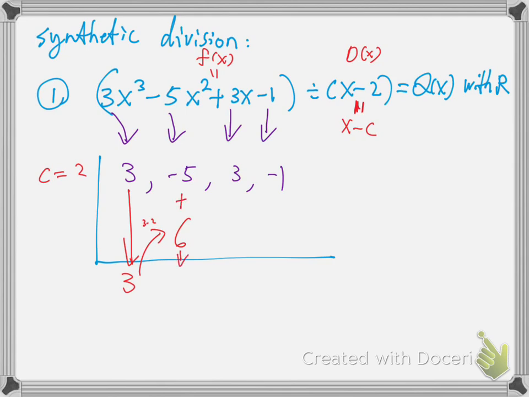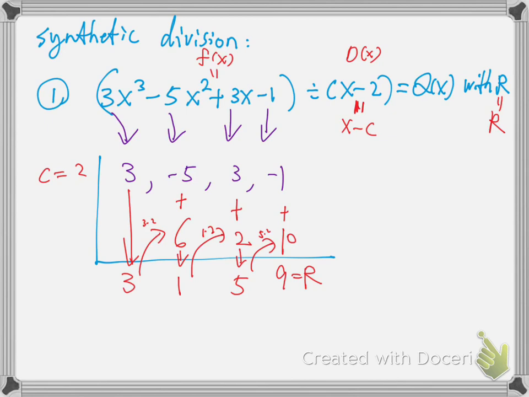And then we add, moving down. So 6 plus -5 is 1. And then multiply, we go back: 1 times 2 is 2. 3 plus 2, we got 5 again. And then 5 times 2, multiply, we go back, we got 10. And then -1 plus 10, we got remainder 9. Okay, remainder 9.